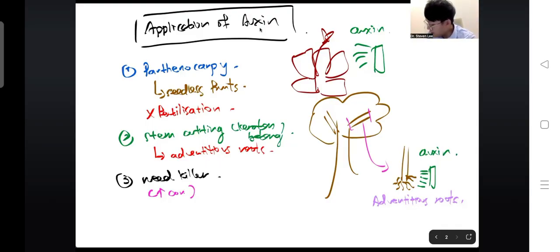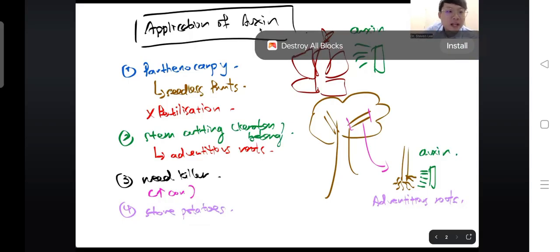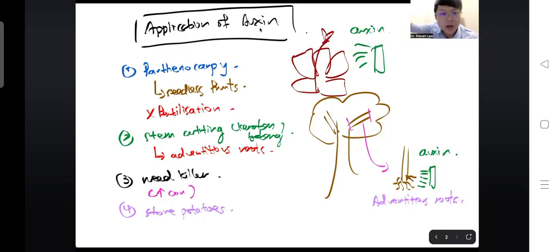And number 4, this one I have seen occasionally asked in exam. Not as famous, but sometimes can be asked in objective. They can use auxin to store potatoes. One of the functions of auxin can be used to store potatoes. May I know, usually how do we know if the potatoes is rosak? If you accompany your family members to go shopping, how do you choose the potatoes? How do you know that this potato is not good?